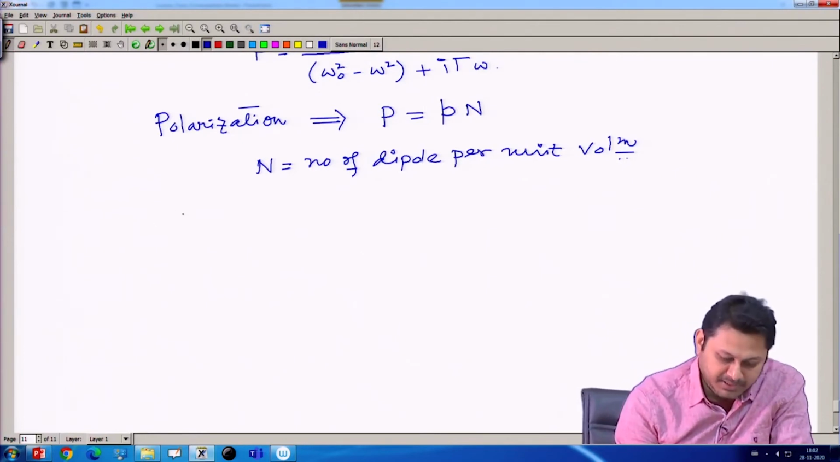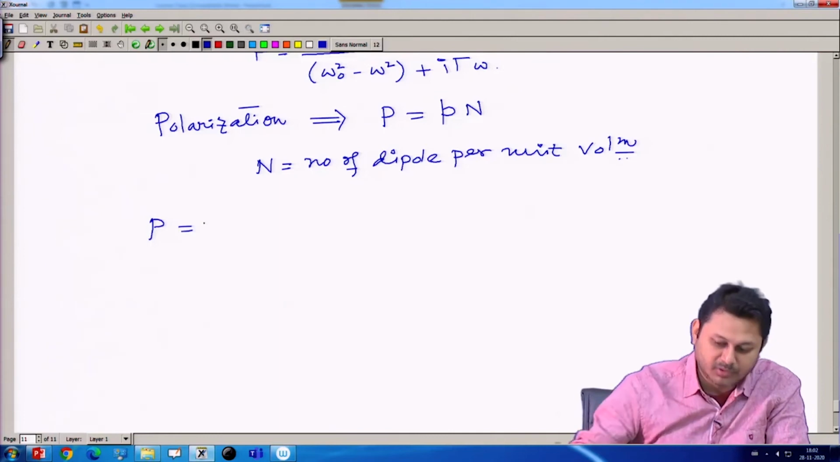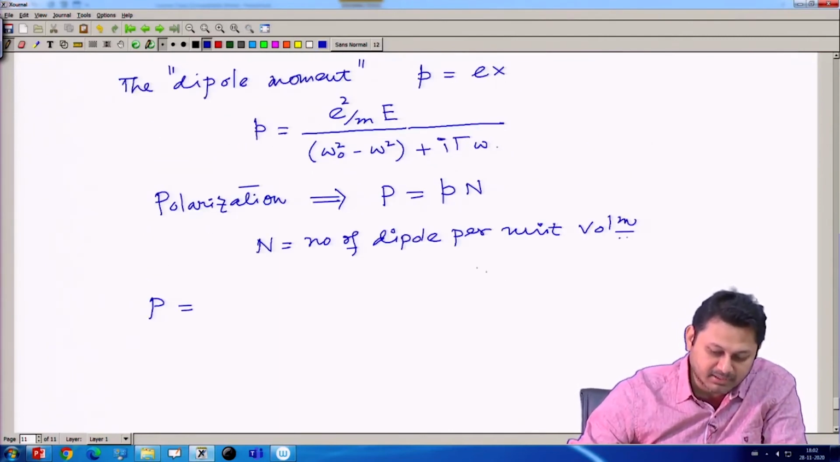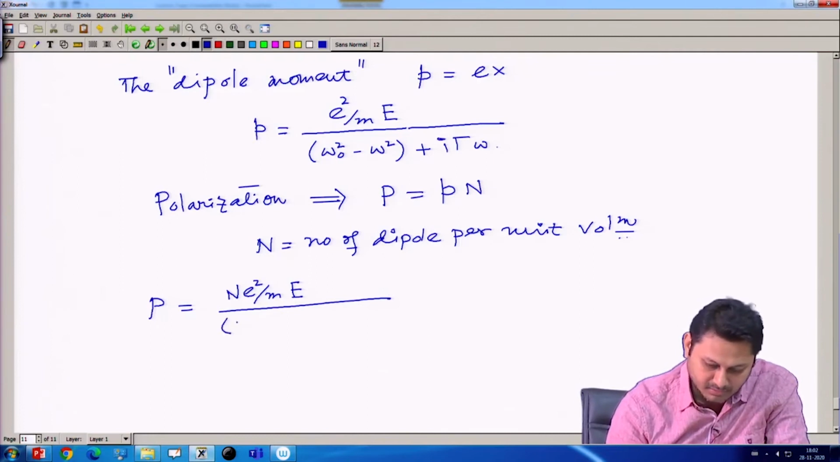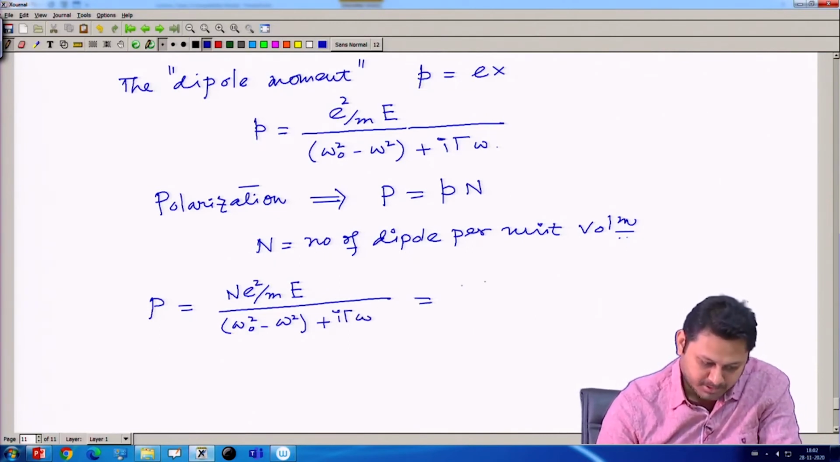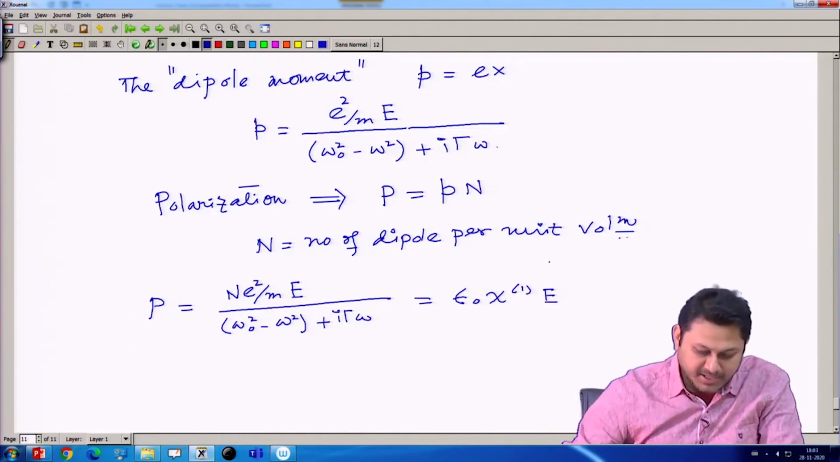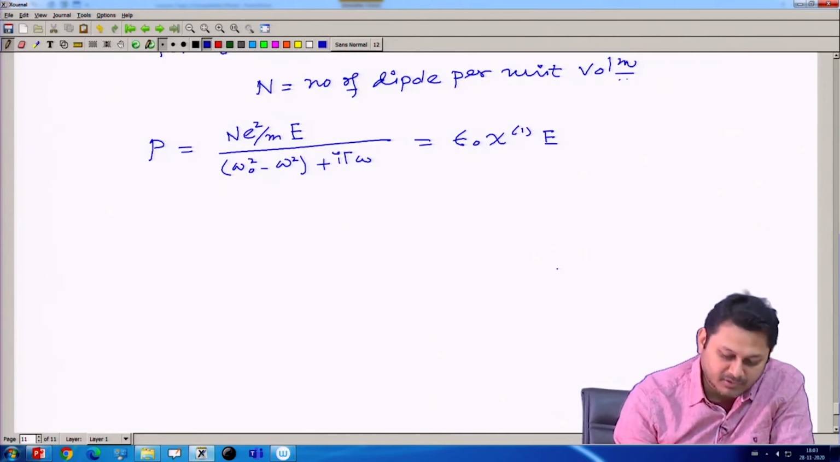So, I can write my P in terms of small p n, and my small p I already calculated. The expression is simply n E square divided by m, then E divided by omega 0 square minus omega square plus I gamma omega, which is basically epsilon 0 chi 1 E. So, now comparing these two expressions, I can extract the value of chi 1.